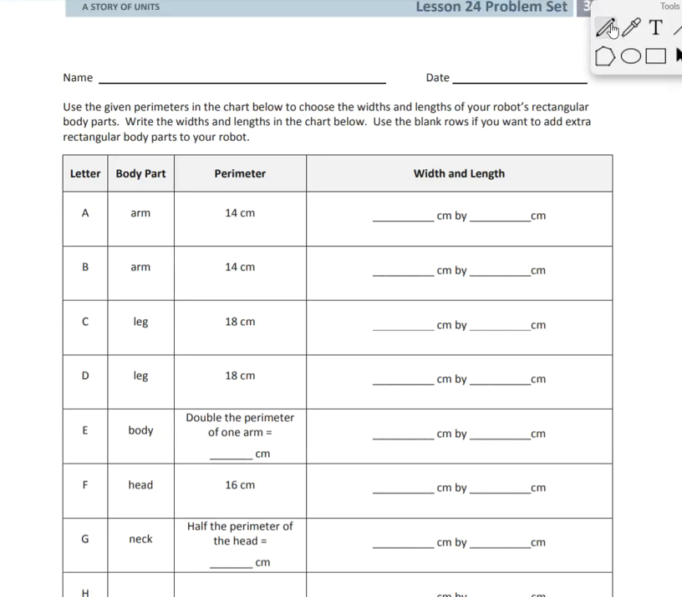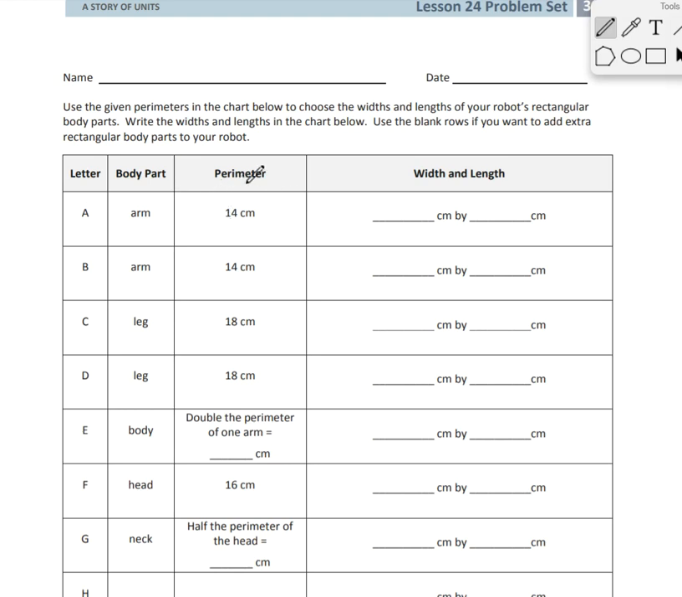Today we are going to be doing Lesson 24 problem set. And the nice thing about Lesson 24 problem set is that it is about how to build a robot. So today we're going to do all the planning for our robot, and in tomorrow's lesson we get to design and draw our robot. So today we're doing all the work for it. We're going to have the measurements that we're going to refer back to when you draw and label your robot tomorrow. Let's start with our arms.